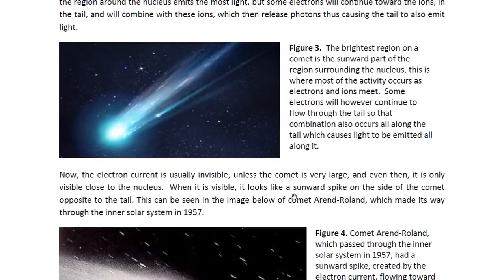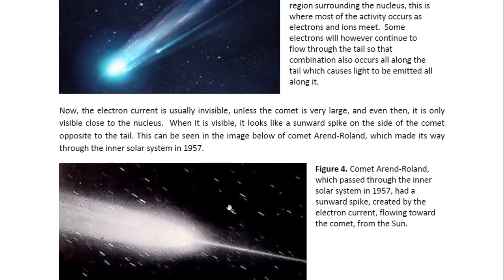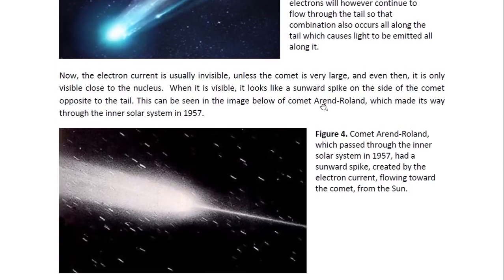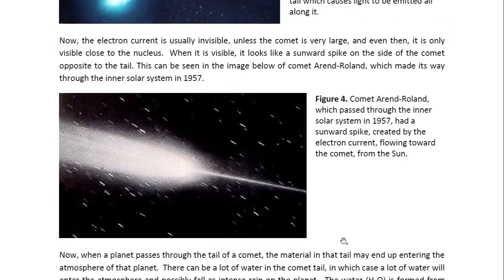When it is visible, it looks like a sunward spike on the side of the comet opposite to the tail, and this can be seen here below for comet Rowland, which made its passage through the inner solar system in 1957. And this comet had a sunward spike, so a strong electric current arriving at the nucleus and emitting so much light as it interacted with the ions here that it became visible.